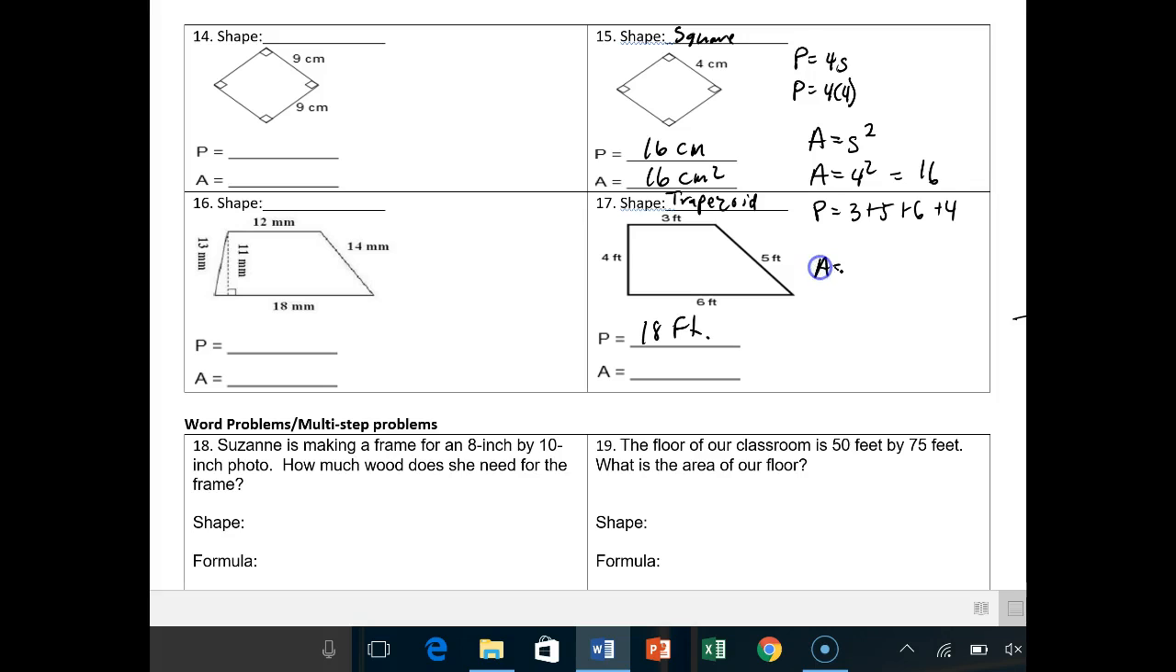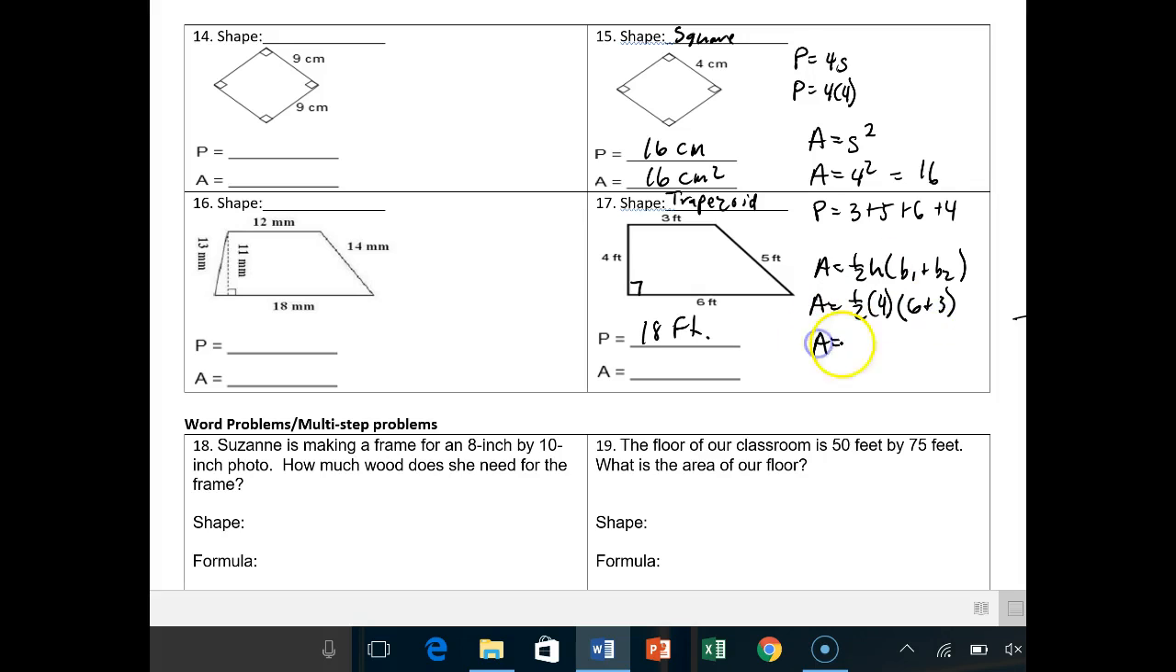And the area, a little bit trickier: 1/2 times the height times base 1 plus base 2. So area is equal to 1/2, what's the height? The height stands up from a right angle. There's a right angle right there, standing up straight, so 1/2 of 4 times base 1 and base 2. It doesn't matter if you say 3 plus 6 or 6 plus 3. Either way, you're going to get 9.